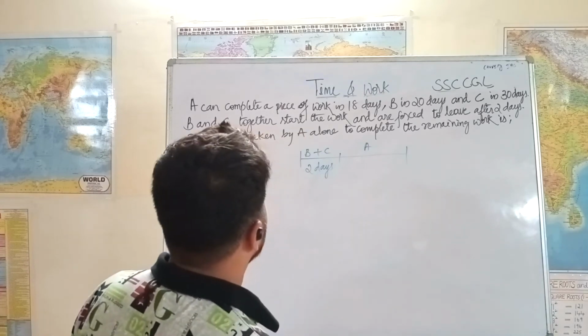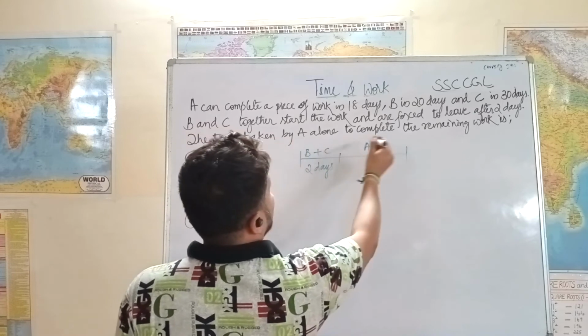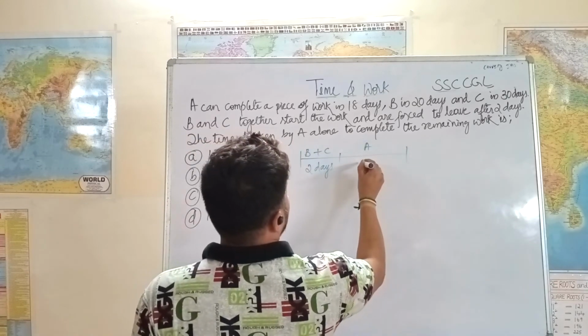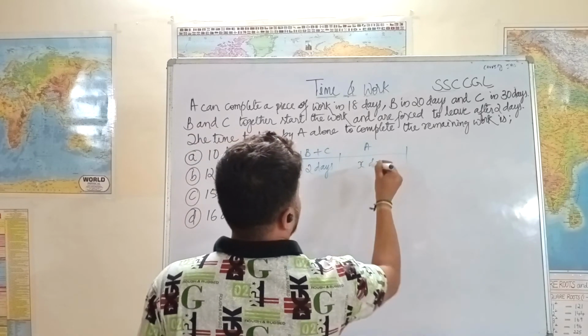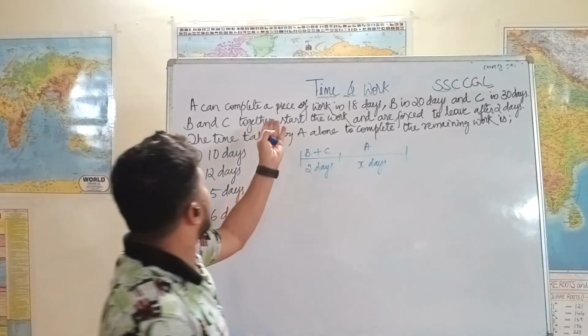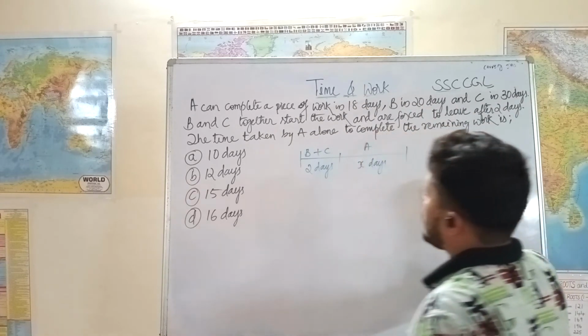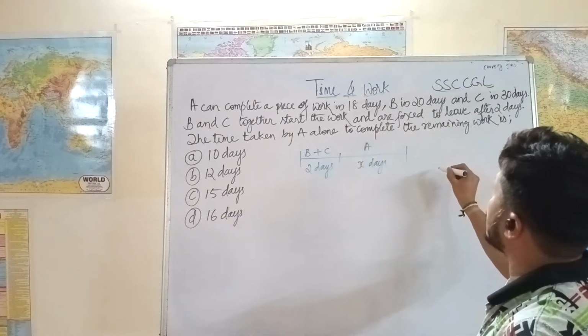Both left after 2 days, right? Now we need to find the time taken by A alone to complete the remaining work. So we need to find this value of x days. A can complete in 18 days, B in 20 days, and C in 30. Let's find the LCM of that, and let's assume it as the total work.